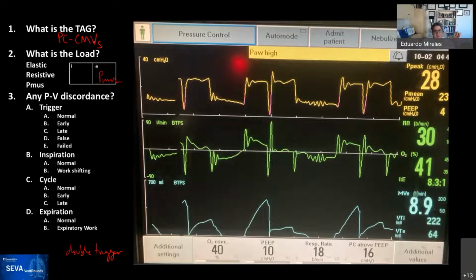You're absolutely right. This is pressure control, CMV. All the breaths are mandatory, even though they're being patient triggered, as you have the color marker. All of them are the same size. Every single breath is the same size. So I think you're right on. Now let's talk a little bit about the load.